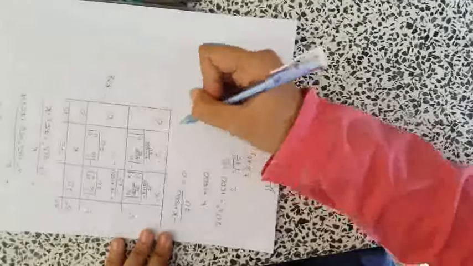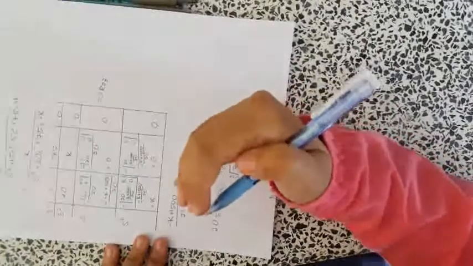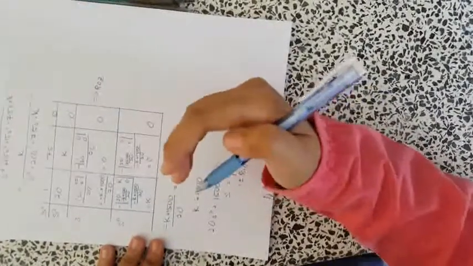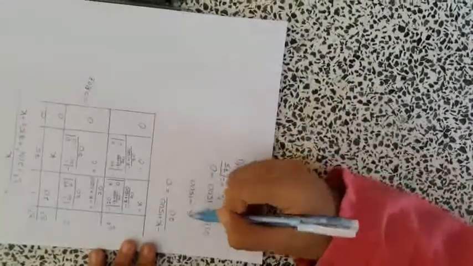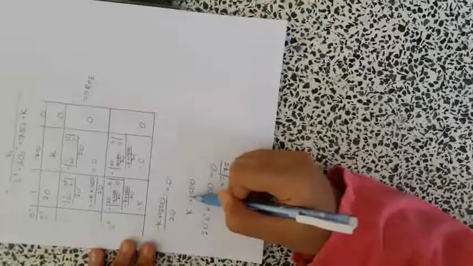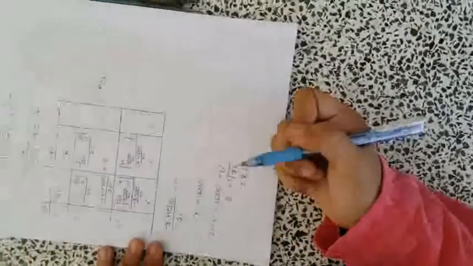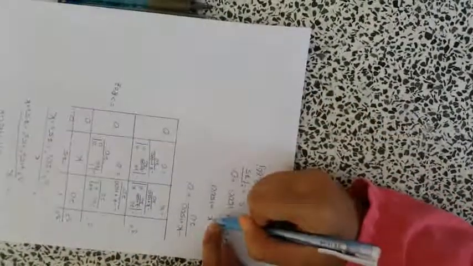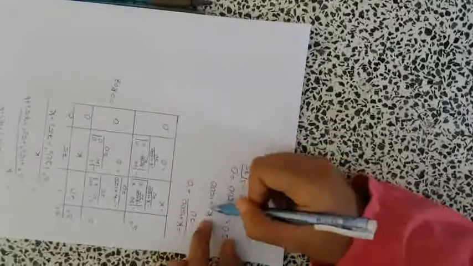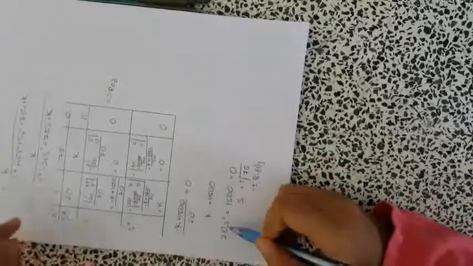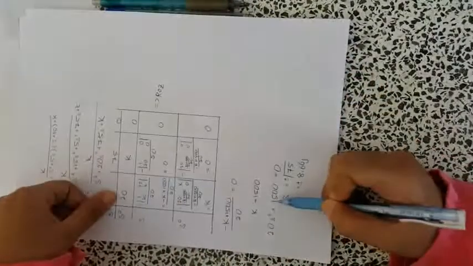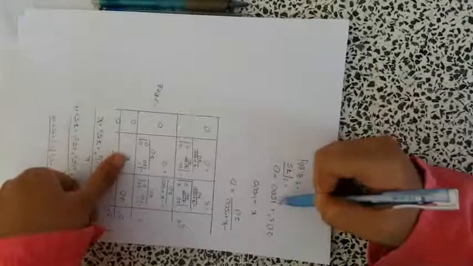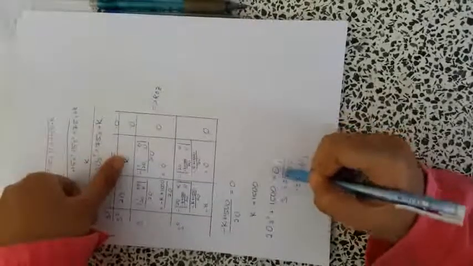If it is a marginally stable system, we will later find out the j omega root for the system. So we equate it to 0 and then for k, we get 1500. So we get k equals 1500. We substitute the value of k into this. We take this as 20 s squared plus k, so k is 1500, equals 0.